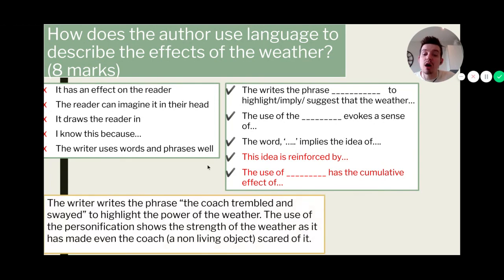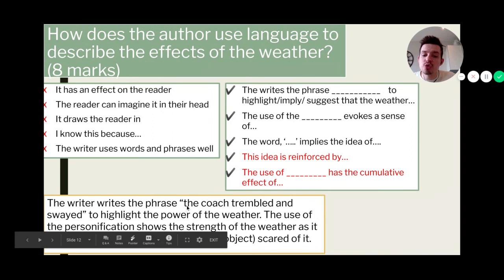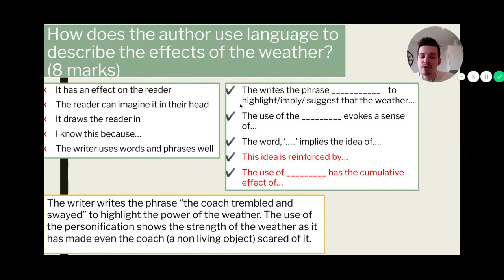And here we have the start of an answer. The writer writes the phrase, "The coach trembled and swayed," to highlight the power of the weather. The use of the personification shows the strength of the weather, as it has made even the coach, a non-living object, scared of it. This question, remember, you don't need to have loads of detail like an introduction or a conclusion. Just get straight on with your analysis, because as we've said, you've only got 12 minutes to answer this question.